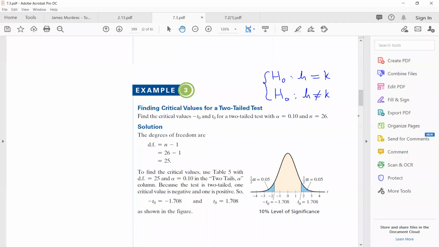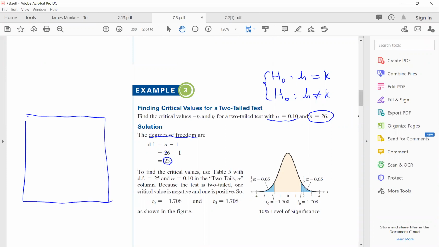So in this case, your alpha, level of significance, is 10%, and your sample size is equal to 26. First, we find degrees of freedom, n minus 1, 26 minus 1, which is 25. We're looking at our t-table.